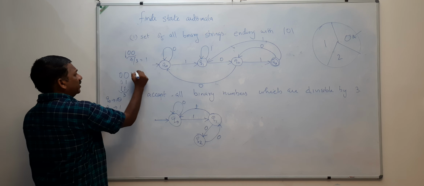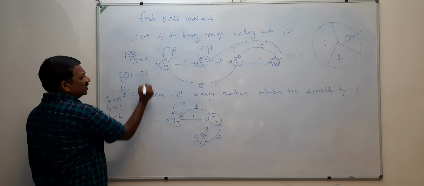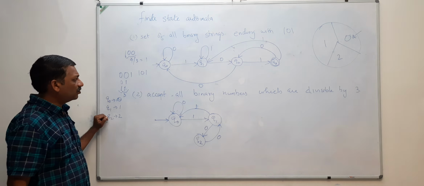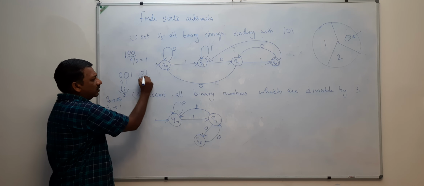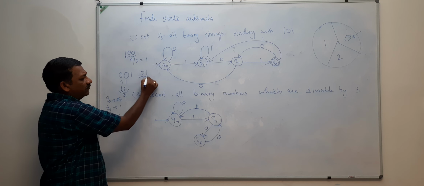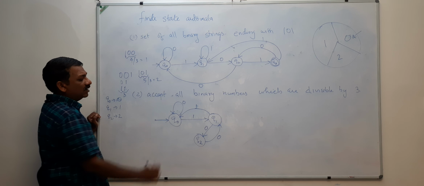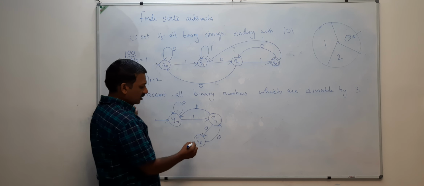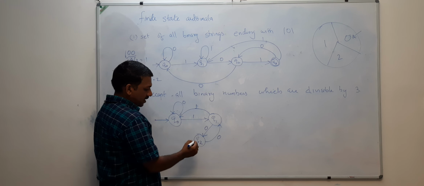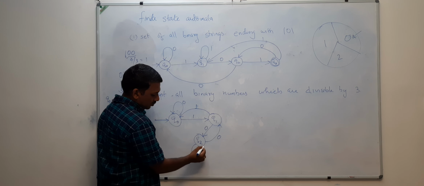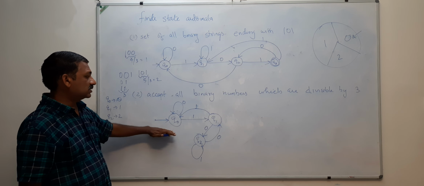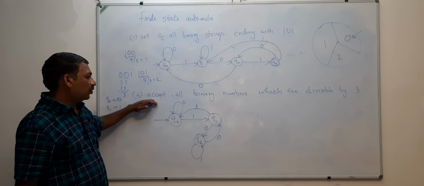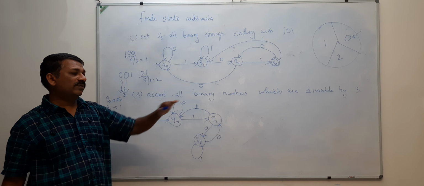Now what will happen after 1, 0? Suppose that it is 1, 0, 1. What is 1, 0, 1? In binary it is 5. When 5 is divided by 3, the remainder is 2. And here we are going to have an arrow labeled 1. Okay. So this is to accept all binary strings which are divisible by 3.